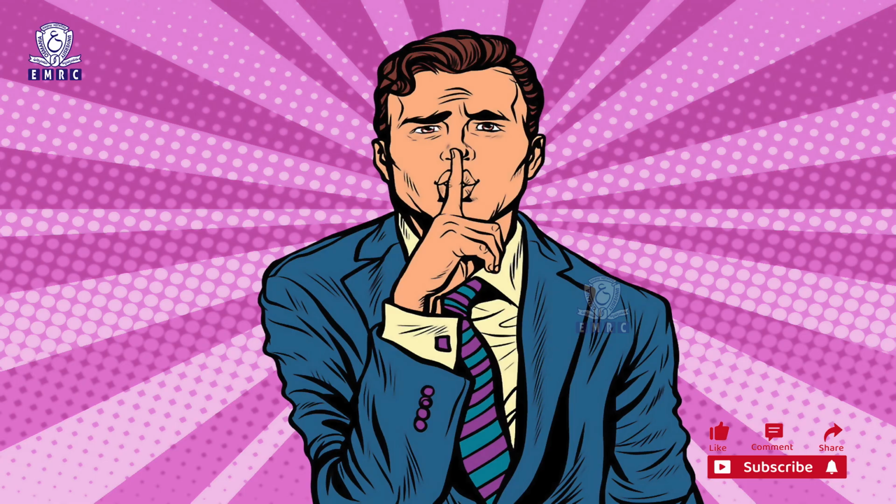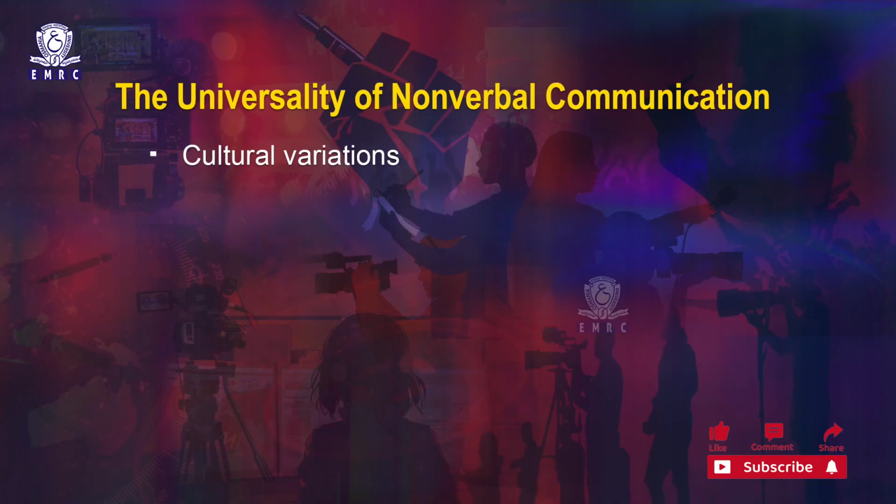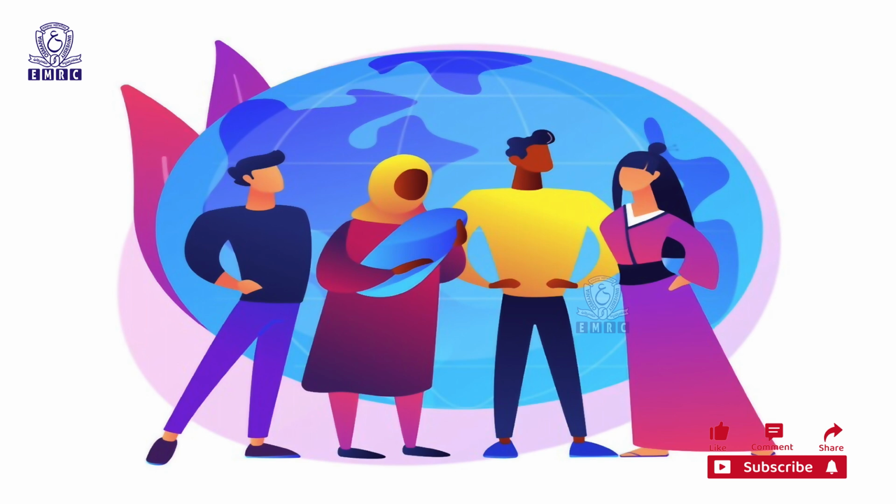Silence. Silence can be a powerful nonverbal cue. It can convey contemplation, agreement, disagreement or discomfort depending on the situation. Cultural variations. Nonverbal cues can vary significantly across cultures. For instance, the message of a gesture or the appropriate distance for communication may differ between cultures.